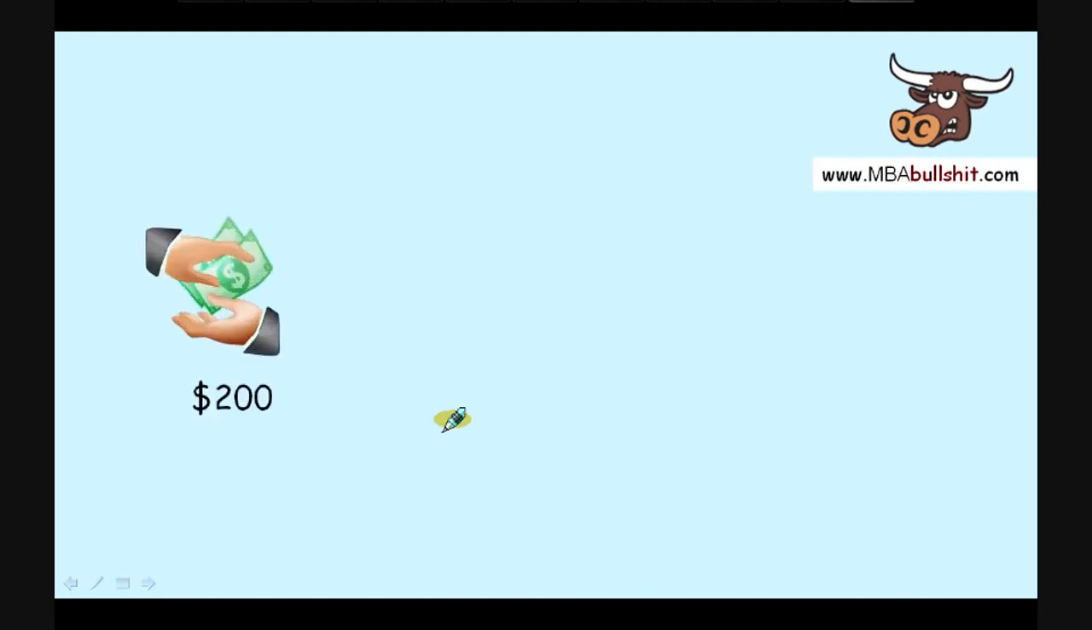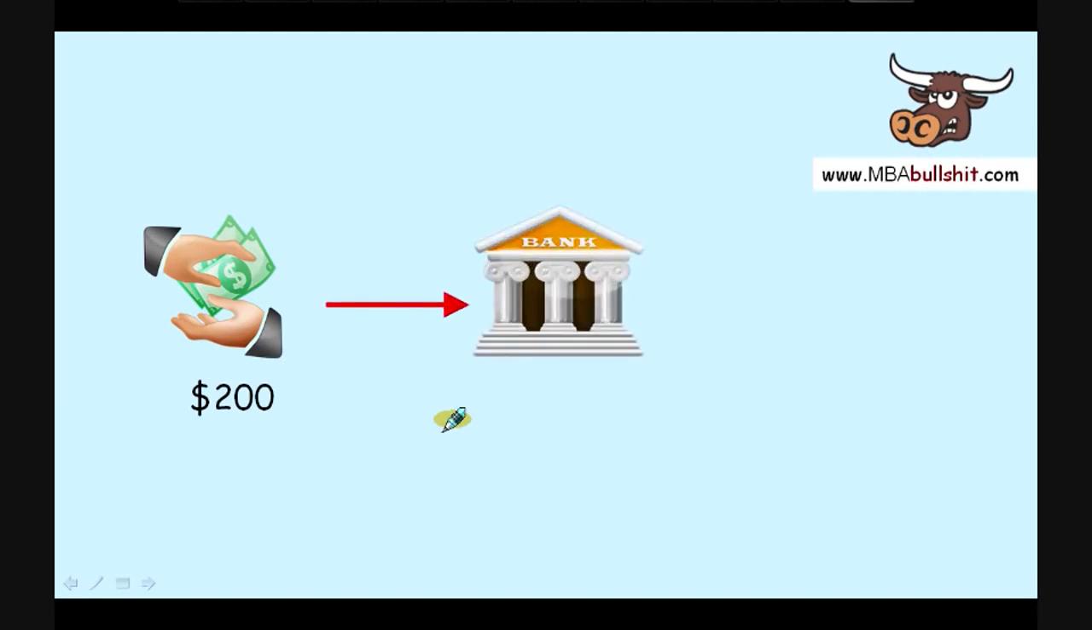Alright? Now, let's say that today I give you $200. Okay? I give you $200. And you use this $200 and you deposit it in a bank. You deposit it in the bank, and the bank will give you a 6% interest rate, and you keep your $200 in the bank for 7 years. The question now is, how much will you have after this 7 years?